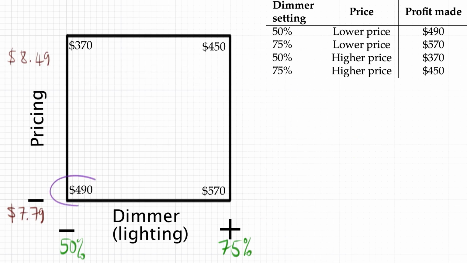So 490 is written at the bottom left because that was the outcome profit when we used low lighting and had lower prices. We add the 570 at the lower right, 370 at the top left, and finally 450 at the top right. Now we are ready to analyze the results.